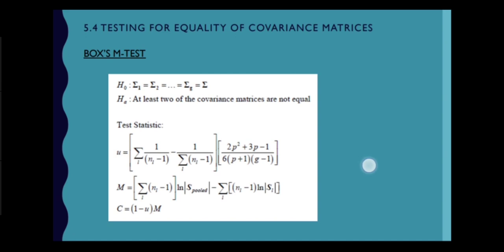Okay, it is there. We reject H naught if the test statistic C is more than the critical value from the chi-square distribution with degrees of freedom p multiply p plus 1 multiply g minus 1, all of that divided by 2. So if our decision is to reject H naught, we can conclude that the covariance matrices are not equal. If we reject H naught, the covariance matrices are not equal.